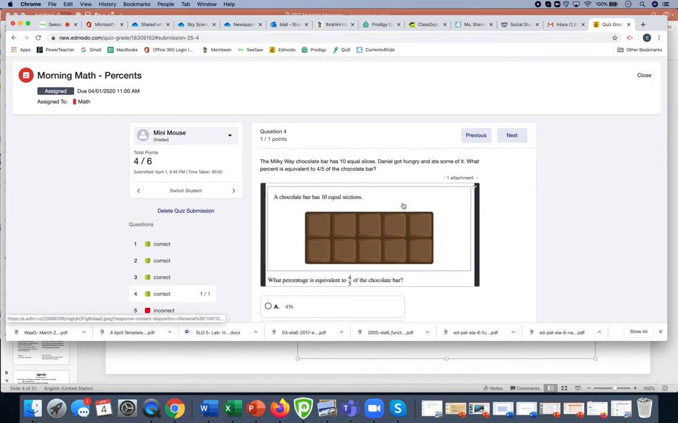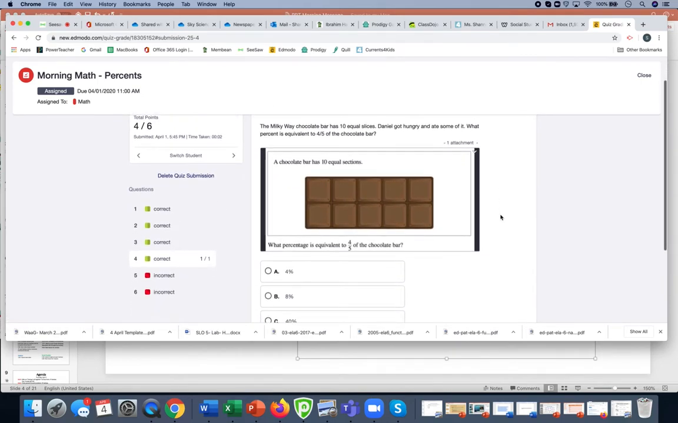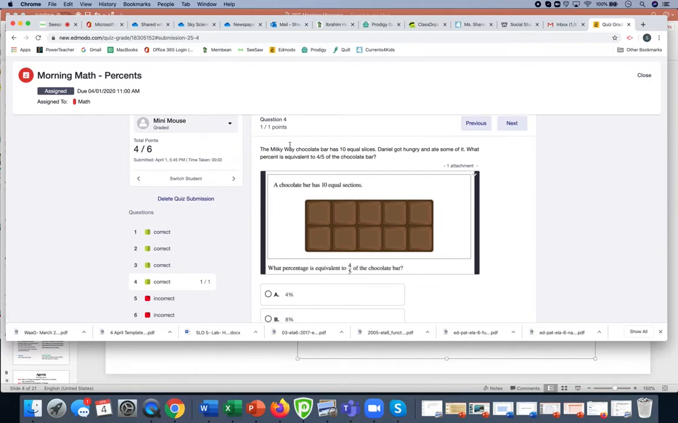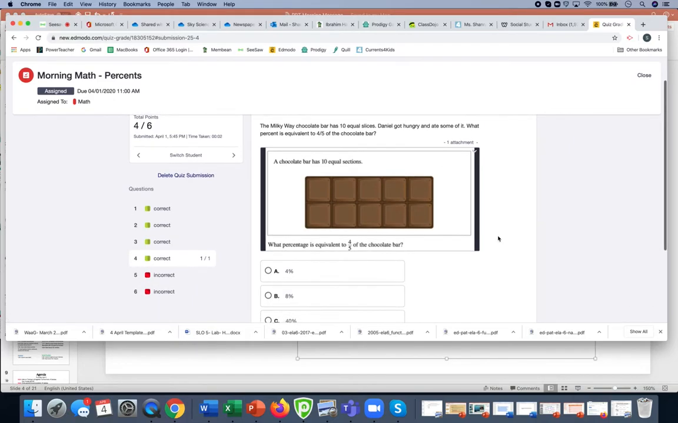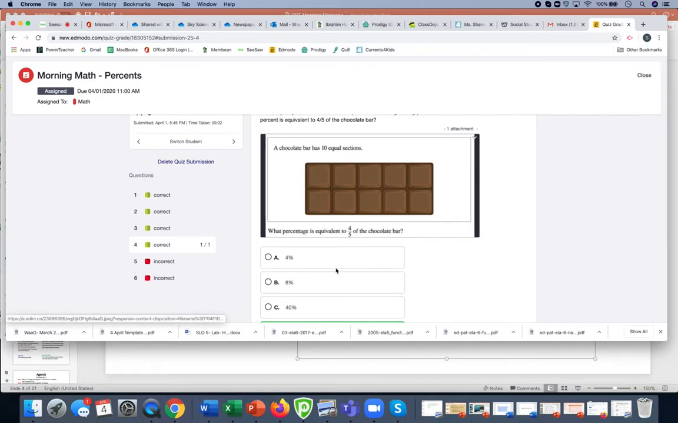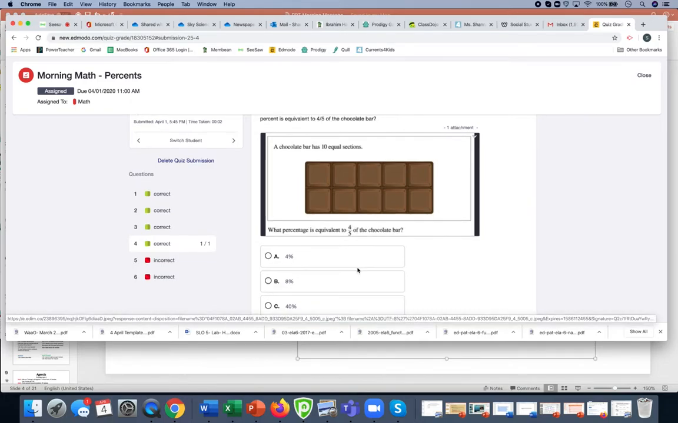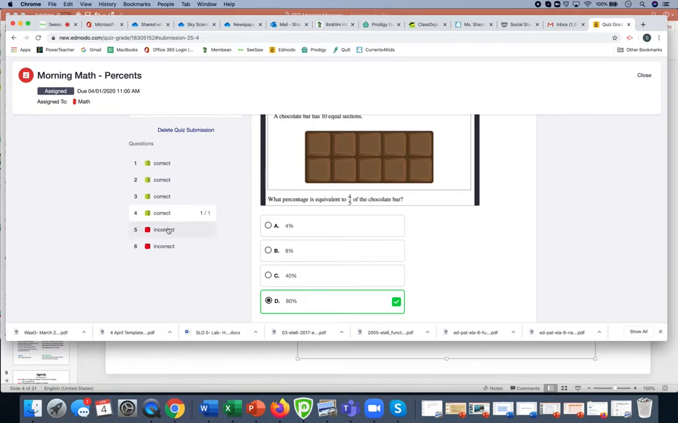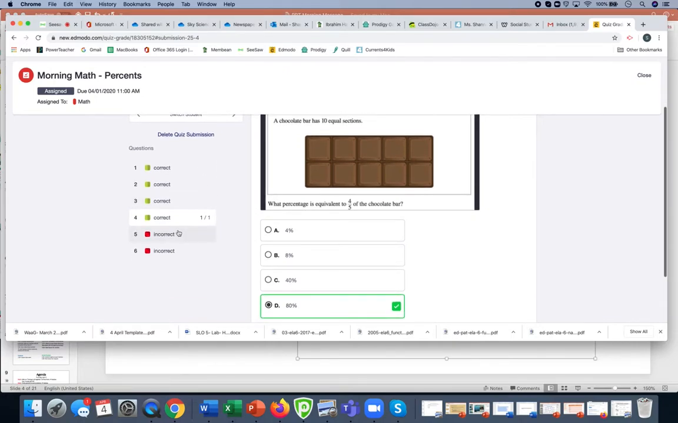Number 4, okay, this was actually an old PAT question. So I kind of changed the wording a little bit. So the Milky Way chocolate bar has 10 equal slices of chocolate. Daniel got hungry and ate some of it. What percent is equivalent to 4/5 of the chocolate bar? Okay, so very similar to the other one, our magic number would be 20. So 20 times 4 is 80. Okay, hopefully we're okay for that one.